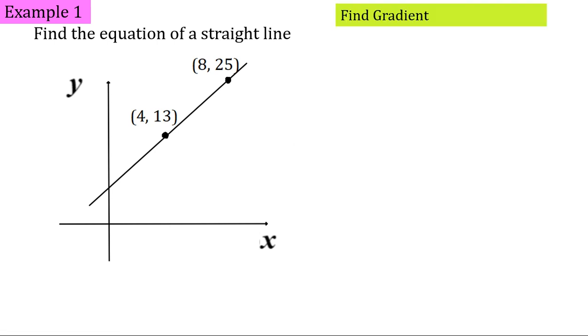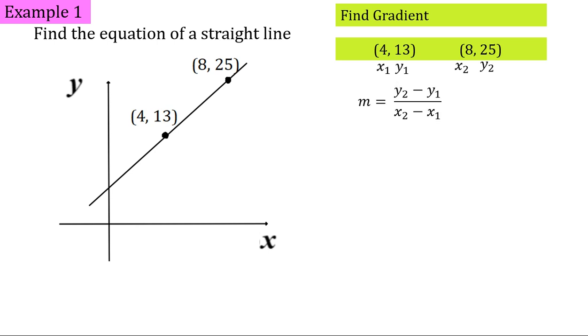So we'll write down our points. So 4, 13, 8, 25. I'm not going to take too long on this because we've been doing this for a while, so I can go through this quite fast. So x1, y1, x2, y2. There's your gradient formula. We'll substitute in our numbers. And then top line 25 take 13 is 12 and 8 take away 4 is 4. So my gradient is 3.